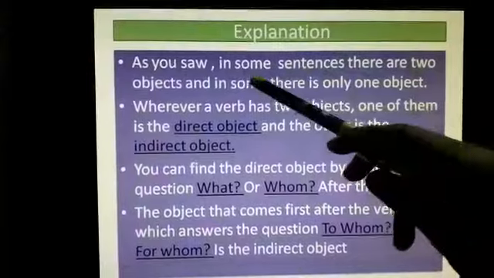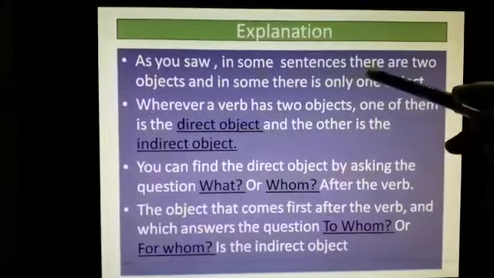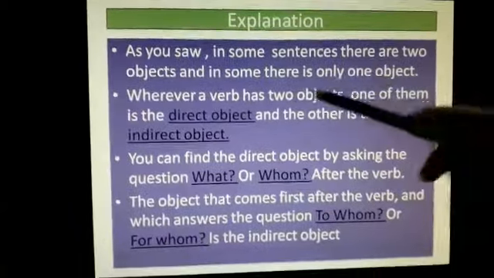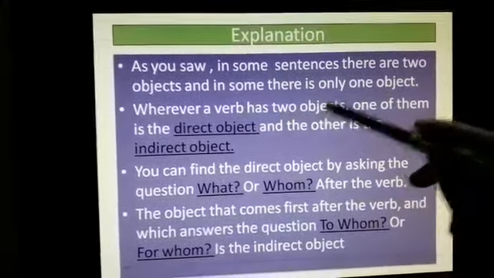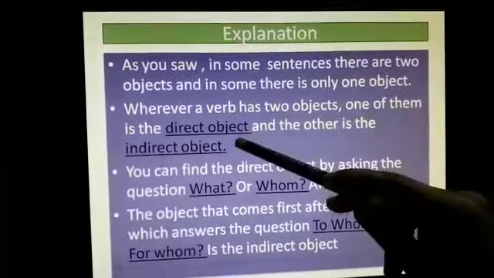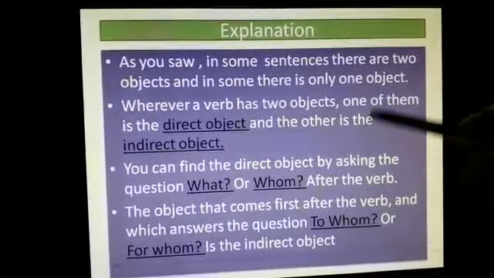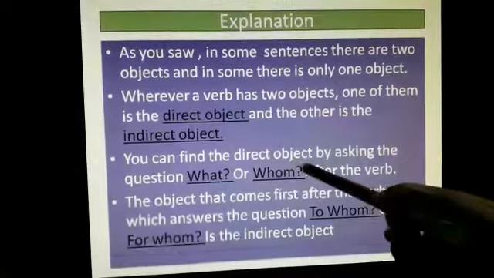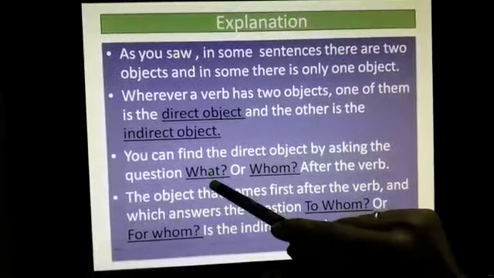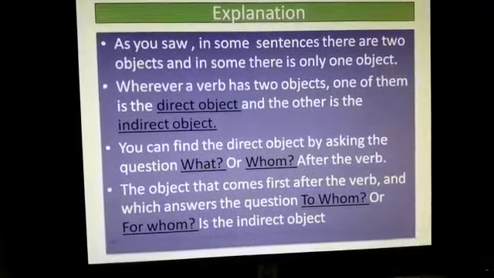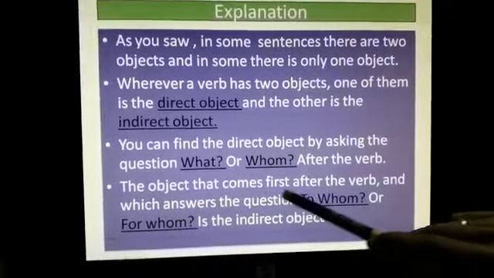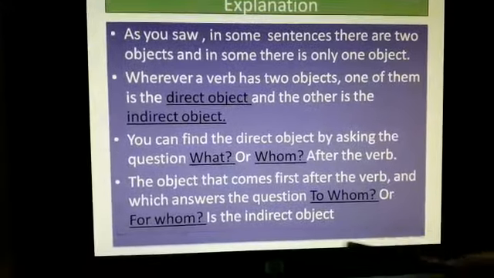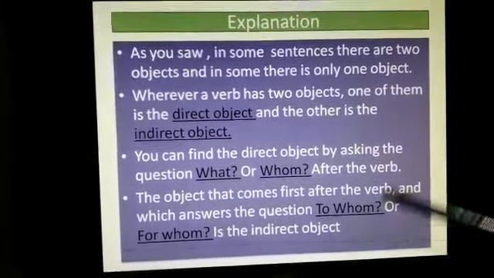Explanation. As you saw, in some sentences there are two objects and in some there is only one object. Wherever a verb has two objects, one of them is the direct object and the other is the indirect object. Now, you can find out the direct object by asking the question what or whom after the verb. The object that comes first after the verb and which answers the question to whom or for whom is the indirect object.